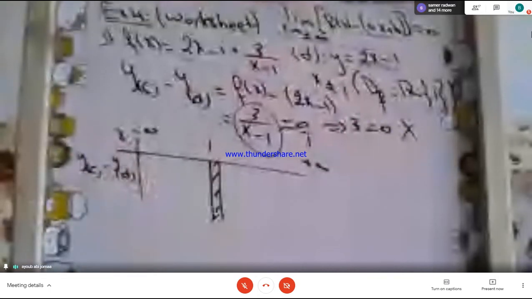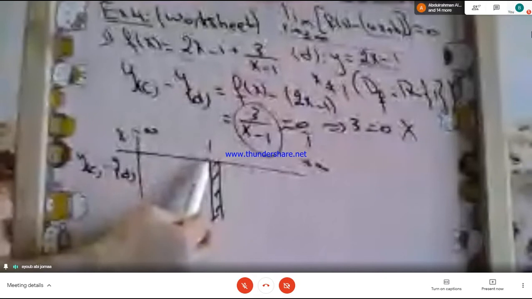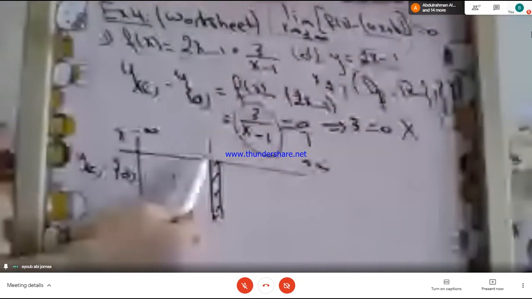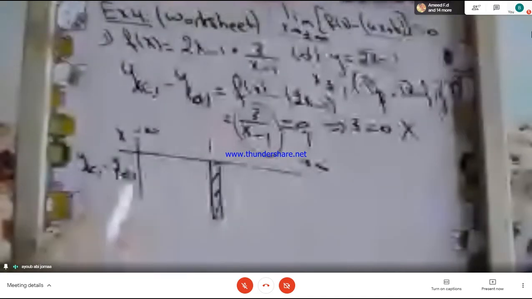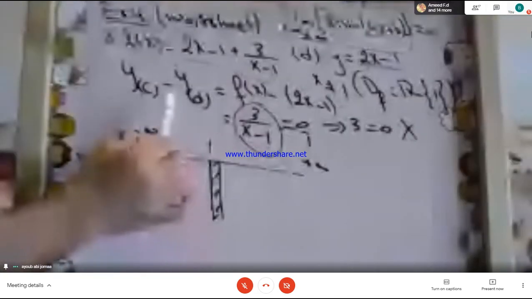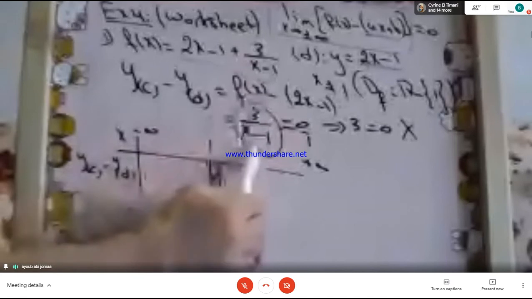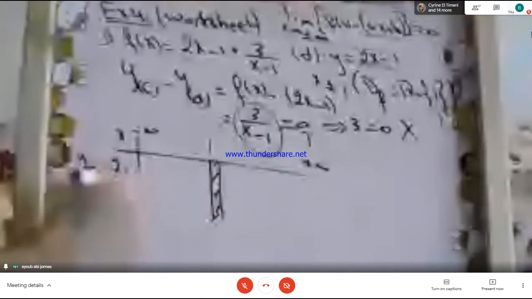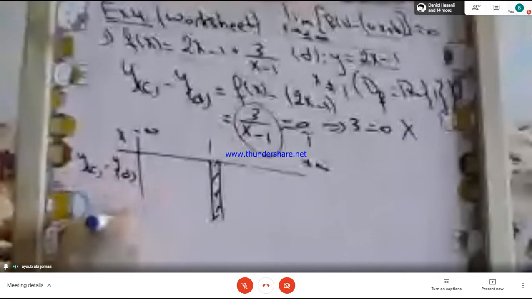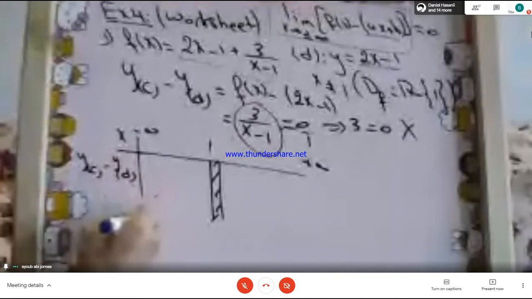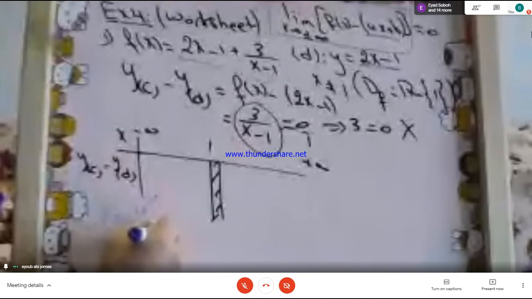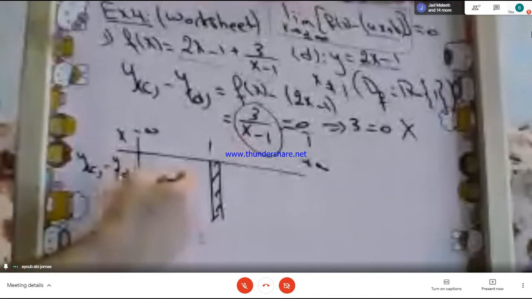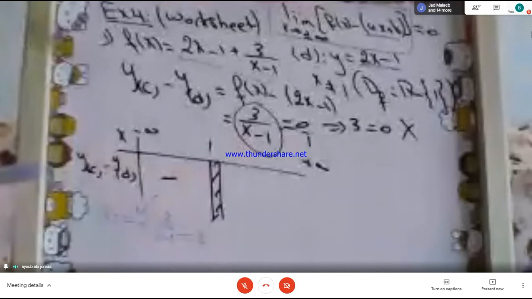Now, to determine the sign, you choose a number less than 1. Choose any number less than 1. Let's say 0. Replace x by 0 in yc minus yd. Replace x by 0 here. You get 3 over 0 minus 1, which is equal to negative 3. Negative number, so you write negative.